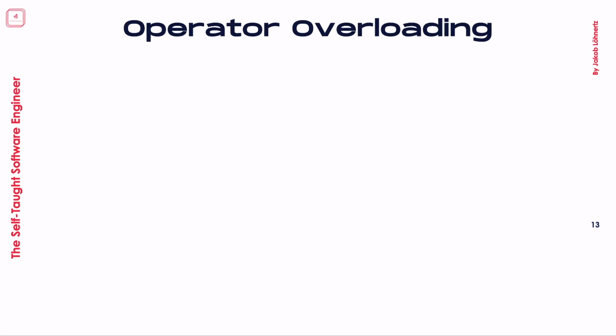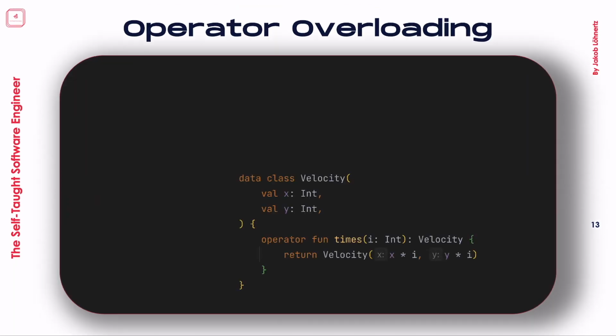Let's move to a feature that allows for extra idiomatic code, the overloading of operators. Within your Kotlin code, it looks like we can multiply this velocity data class by a number, which is quite intuitive when seeing the declaration. But this surely is not supported in Java.